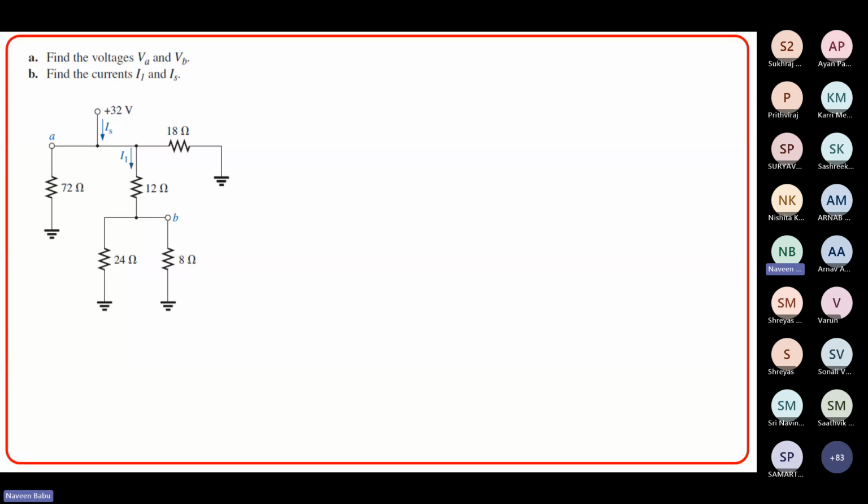Now, okay, another type of problem. VA. Okay, so you have to find what is VA and VB. Again, for all this, you can apply Kirchhoff's voltage divider rule for this particular circuit. What is VA? This is 32, which means all this particular line is also 32, right? So VA is voltage across 72 ohms. So VA is also equal to 32 volts, right?